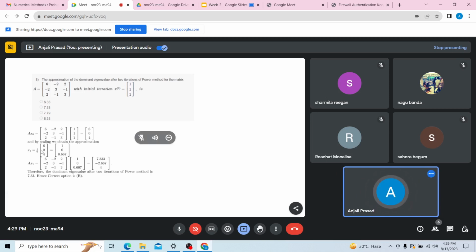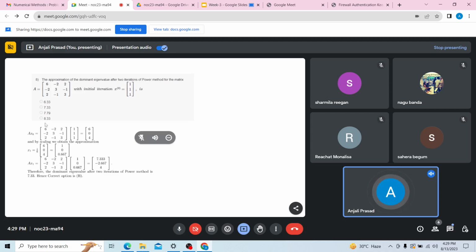So for the first approximation, when you calculate A into x0, by matrix multiplication you will get 6, 0, 4. By scaling it down, that is, dividing the whole of these terms by the highest element, which is 6, you will get 1, 0 and 0.667. Okay, I got it. Here I had missed the second approximation.